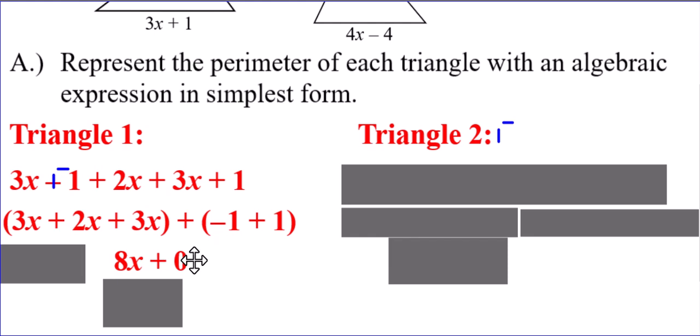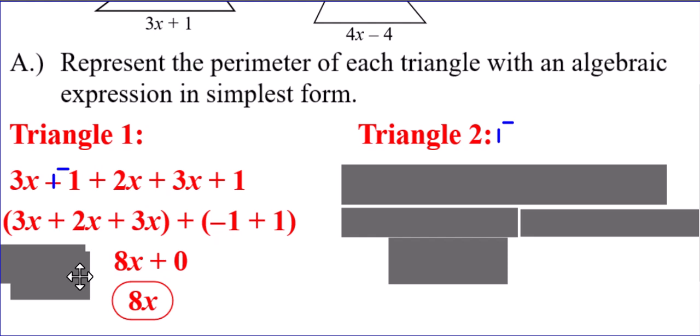Anything plus 0 is just that thing. That's actually a property called the additive identity property. Anything plus 0 is itself. So 8x plus 0 is actually just 8x. Yes, this is the only time you don't have to worry about like terms, is when you're adding by 0.